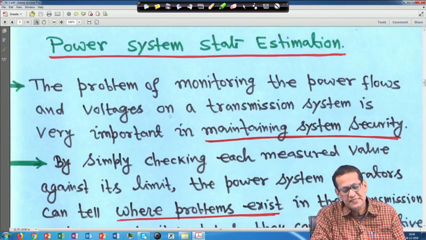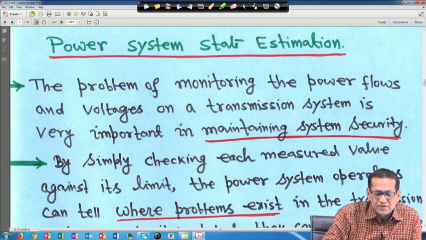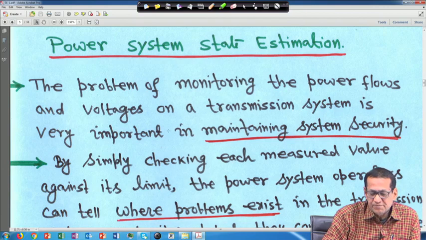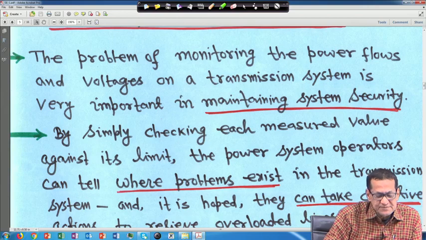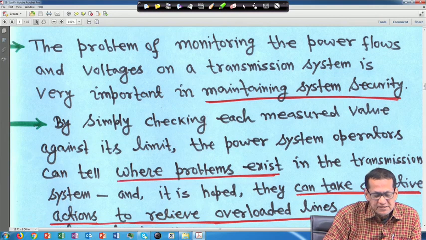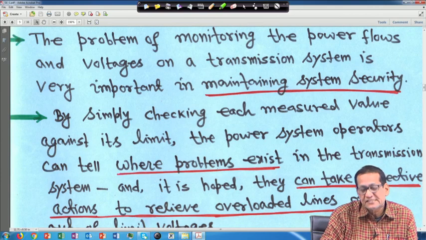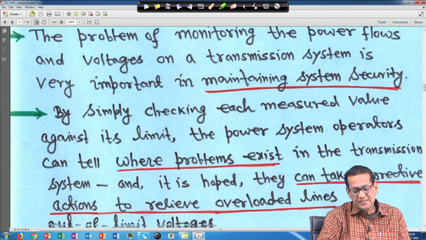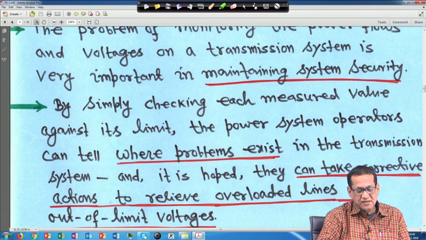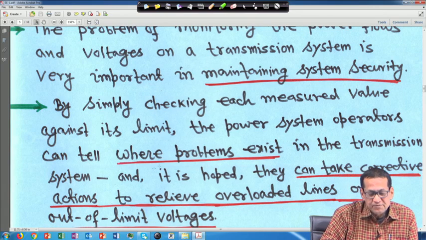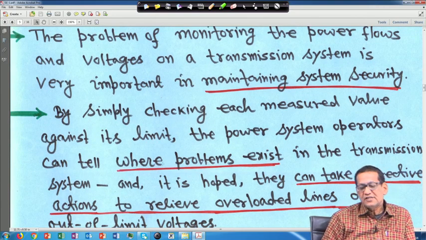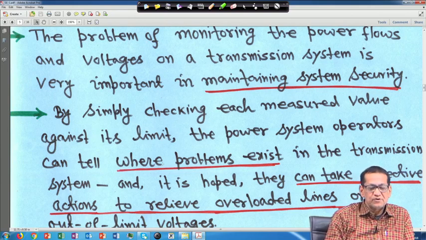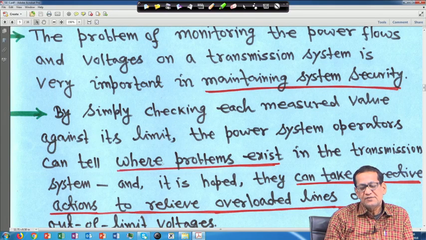So, power system state estimation. The problem of monitoring the power flows and voltages on a transmission system is very important in maintaining system security. By simply checking each measured value against its limit, the power system operators can tell where a problem exists in the transmission system, and it is hoped that they can take corrective action to relieve overloaded lines or out of limit voltages.